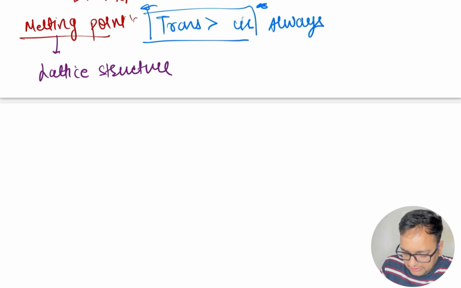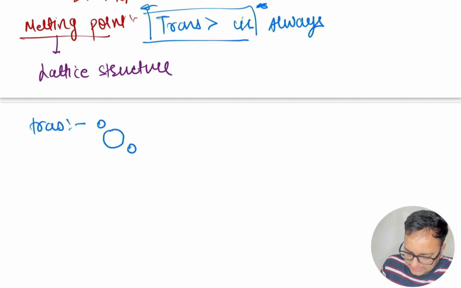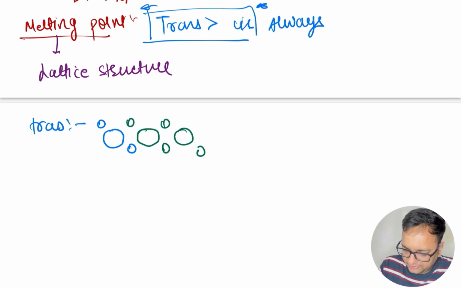Melting point depends on lattice structure. When we talk about the lattice structure of the trans compounds, one compound is like this, another is like this. If we have a second molecule, this type of structure we have. Third molecule, and fourth molecule. So this is a regularly arranged structure.